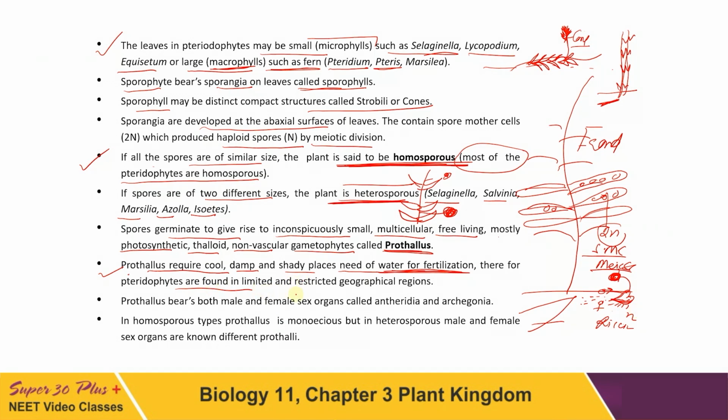Because the prothallus needs a moist environment, pteridophytes are found in a limited and restricted geographical region. Why don't we see pteridophytes everywhere? Because everywhere the water is not there. Prothallus, as I told you, bears male and female sex organs, antheridium and archegonium. In the homosporous condition, as in case of fern, both male and female organs are found on the same prothallus. It is monoecious. While in case of heterosporous, we'll discuss, male and female sex organs are borne on different prothalli.